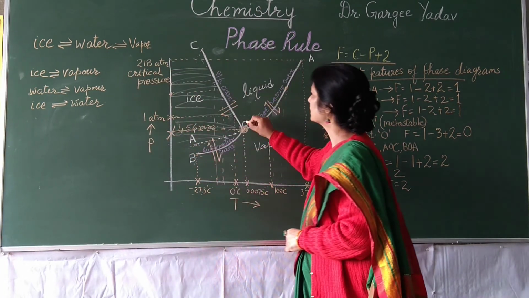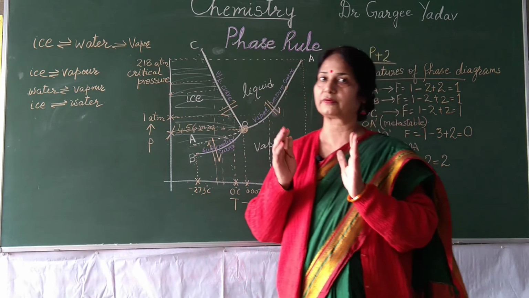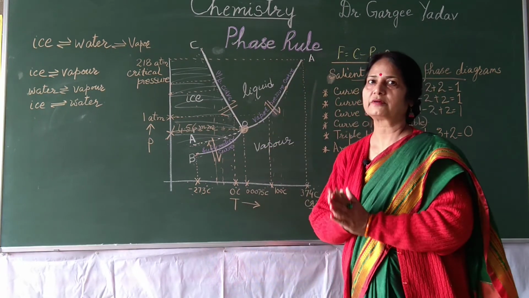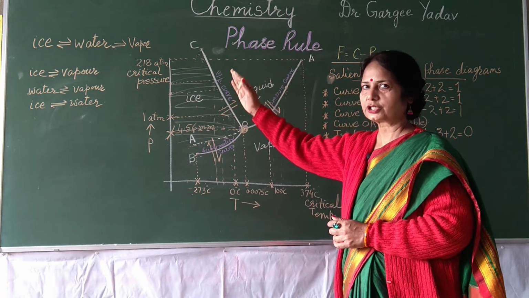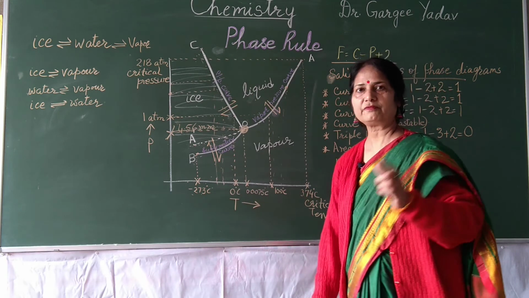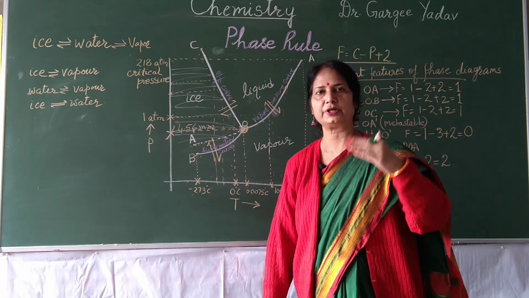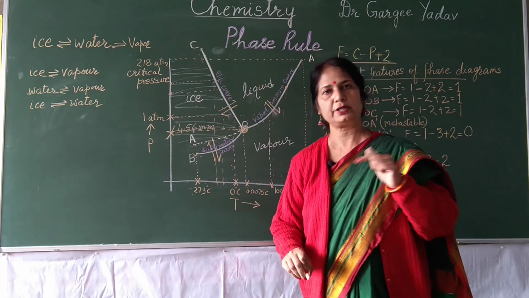A is the critical point: the critical temperature is 374 degrees centigrade for water, and the critical pressure is 218 atmospheres. And here is the curve OC, the melting point curve, and the main feature of the water system is that this OC curve, the freezing point curve, is tilted towards the pressure axis. If we remember the Clausius-Clapeyron equation, it shows that dP upon dT, the slope of this curve, is actually negative.